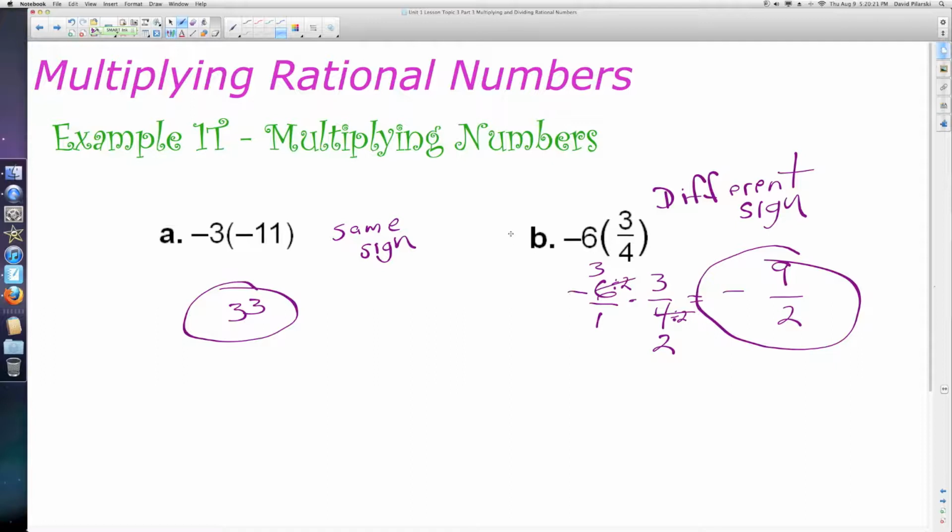So this part B not only reviewed how to multiply different sign numbers, but it also reviewed how to multiply an integer by a fraction.